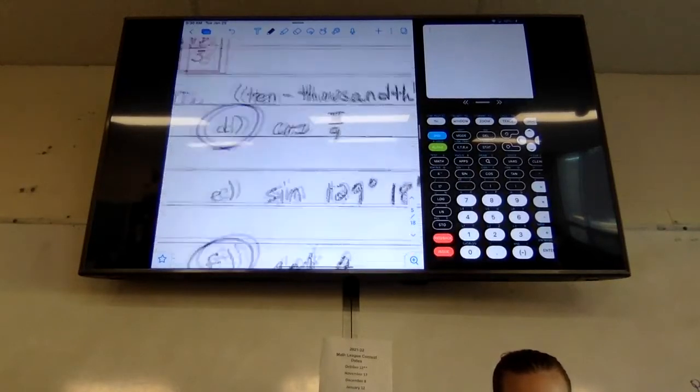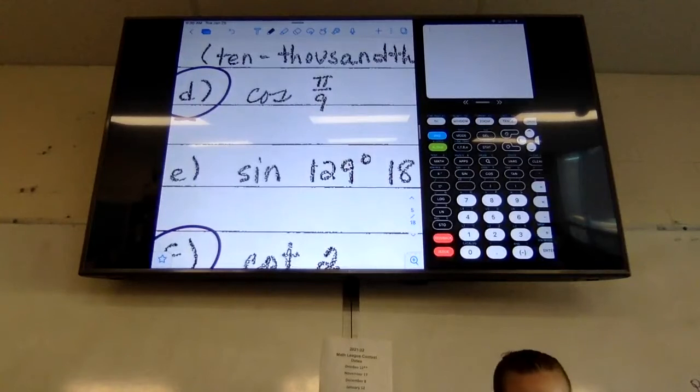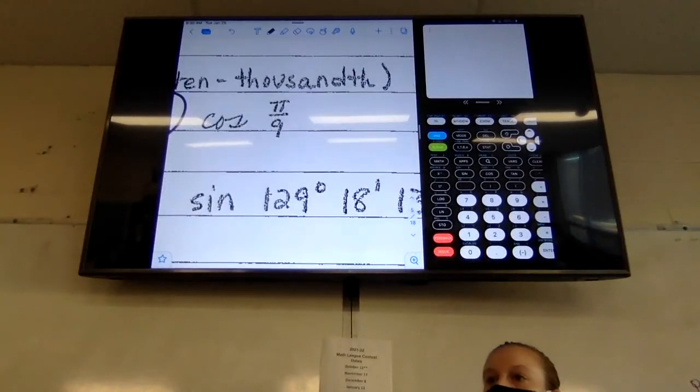Let's do letter D, cosine of pi over 9 first. You have the buttons sine, cosine, tangent. So if I ask for sine or cosine or tangent, we just simply press that button. To get pi divided by 9, we just simply put pi, division sign, 9, and then close your parentheses. That is enough. And whenever we do trig functions in our calculator, I want you to round 4 places after the decimal.